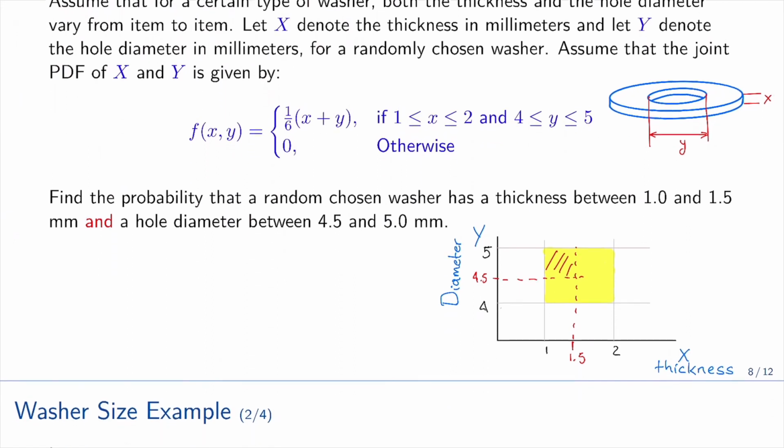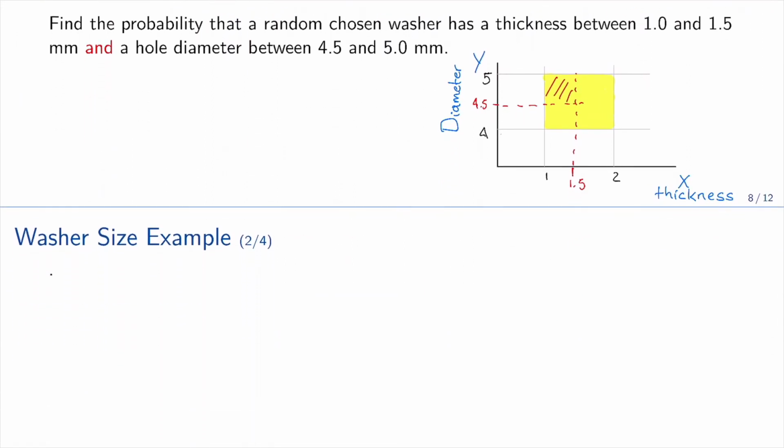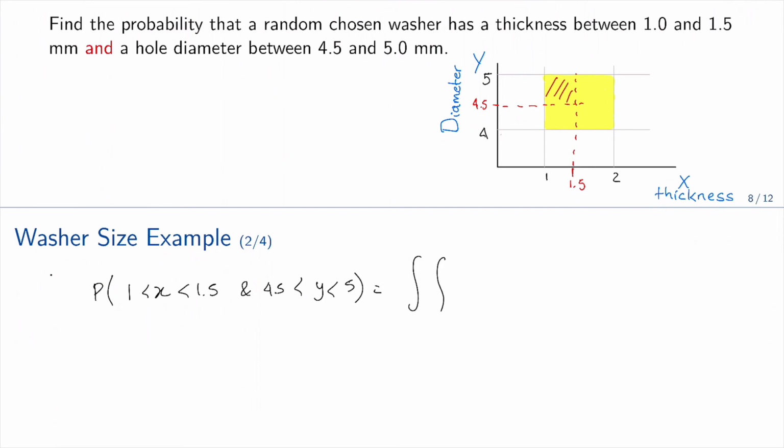So what we have to do is integrate. The probability of x being between 1 and 1.5 and y being between 4.5 and 5 is equal to the integral of f of x y dx dy over those regions.